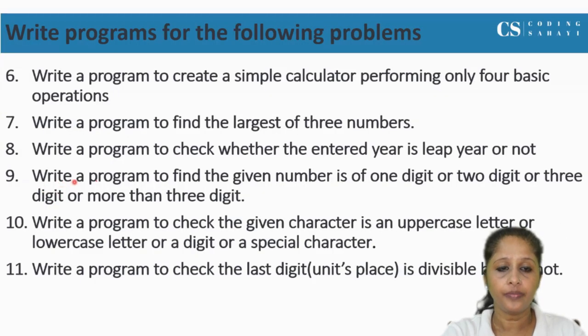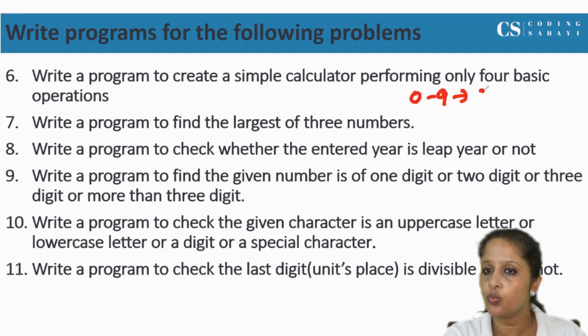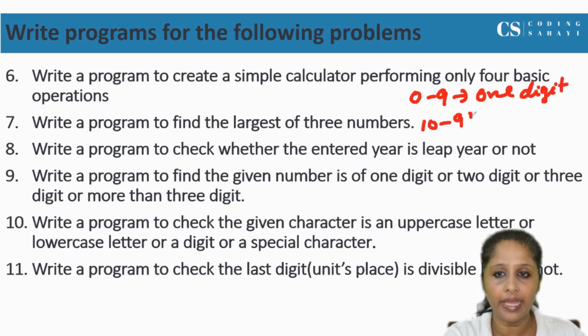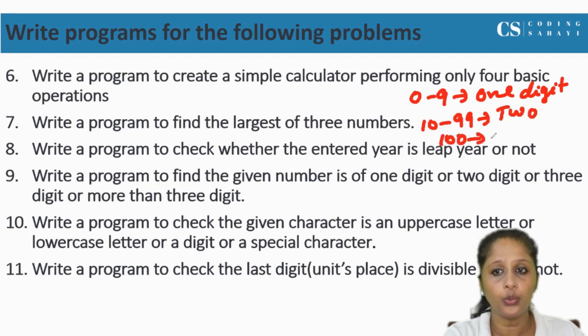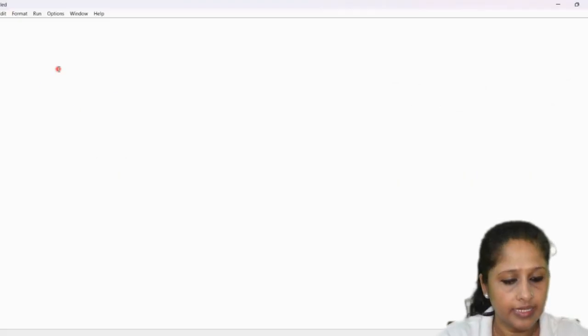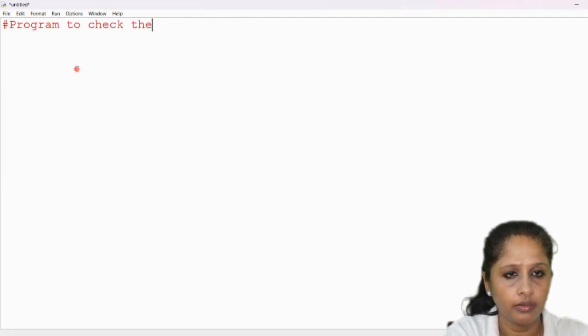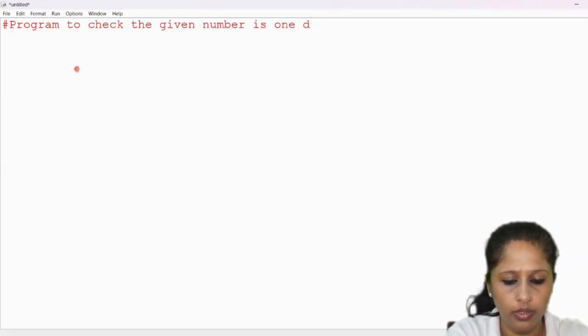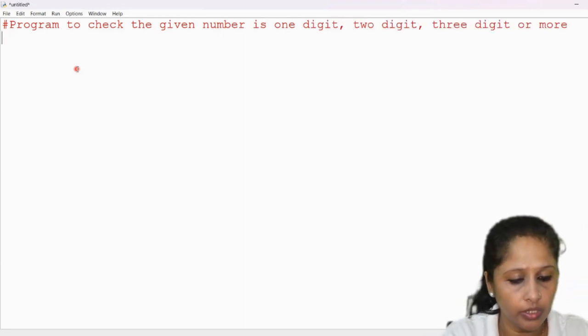So our next program: write a program to find whether the given number is 1 digit, 2 digit, 3 digit or more than 3 digit. You know the digits from 0 to 9 is 1 digit. Then if it is from 10 to 99 then we can say it is 2 digit. Then from 100 to 999 it is 3 digit. Okay, let's try. Let's give the comment: program to check the given number is 1 digit, 2 digit, 3 digit or more.